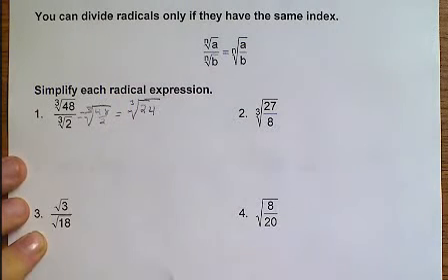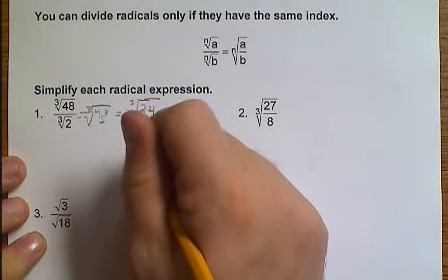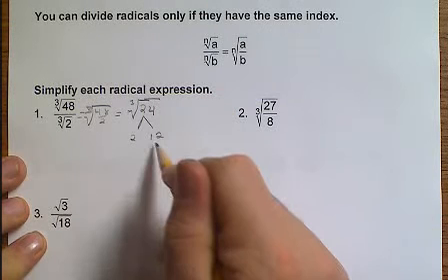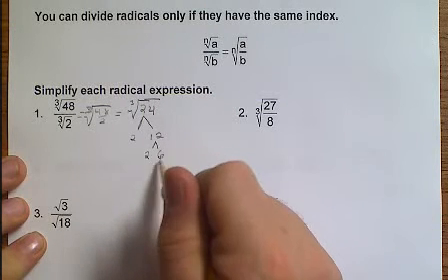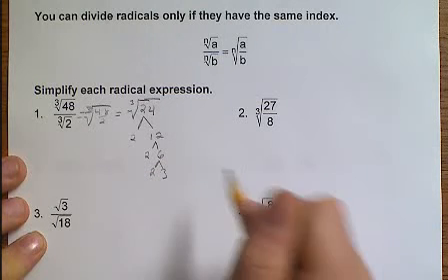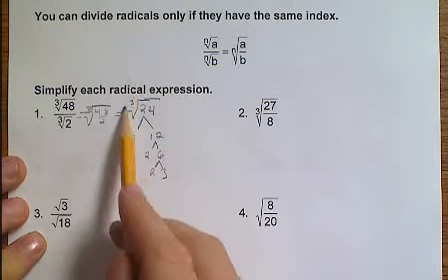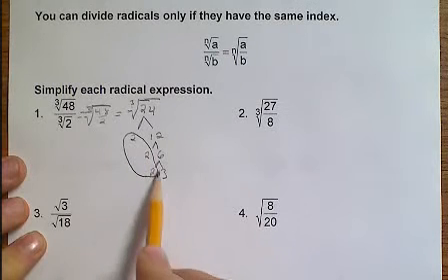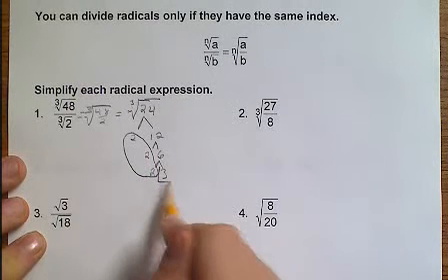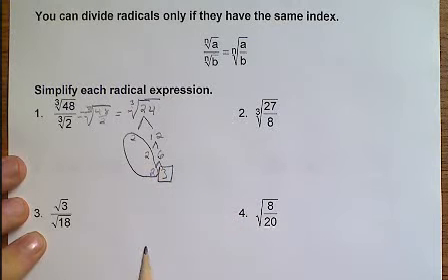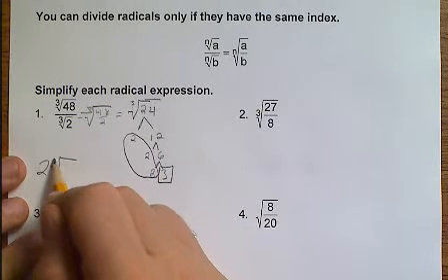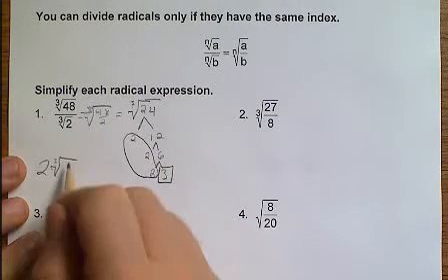Now that I've got it fairly simple, I'm going to break it down. Well, now 24 is 2 and 12. 12 is 2 and 6, and 6 is 2 and 3. And so my index is 3, so that means I'm looking for groups of 3. Got 3 2's right there. This 3 is left behind. And so what I have here is 2 on the cube root of 3.